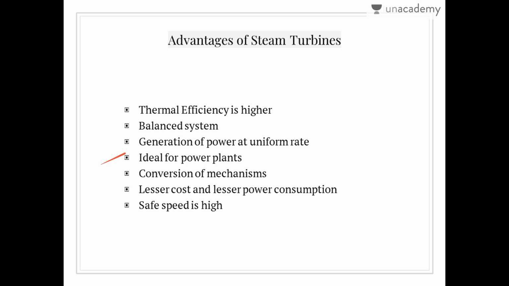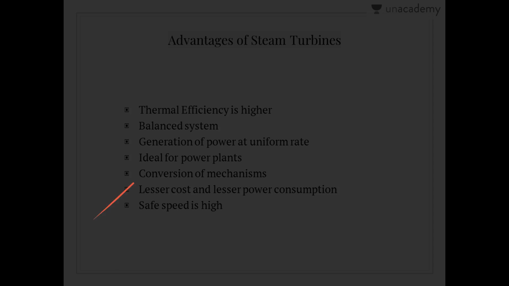In a reciprocating engine, conversion of reciprocating motion into circular motion results in considerable frictional loss. Hence, careful lubrication is a must, but in the case of steam turbines, no such arrangements are required. Frictional losses are less, and hence it lowers the lubricating oil consumption with no internal lubrication. It has comparatively lesser cost, lesser consumption of steam and lesser maintenance. Comparatively, the safe speed is very high in steam turbines.